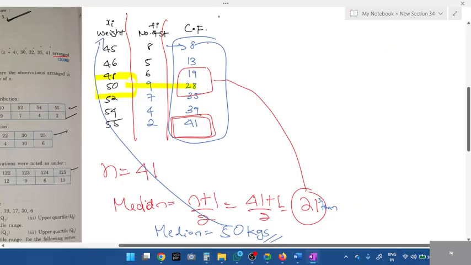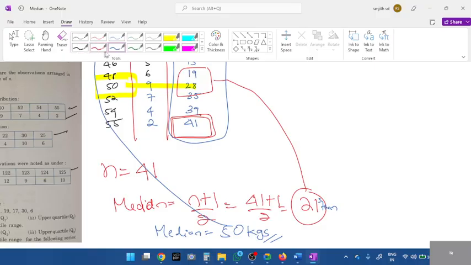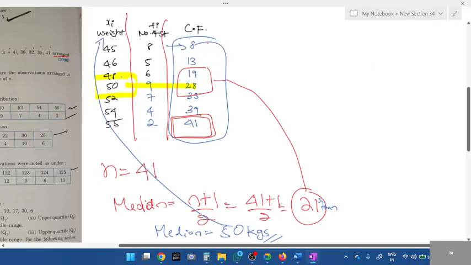So don't take 28 as the answer, students. We should always take the xi value. The xi value is weight, 50 kgs.